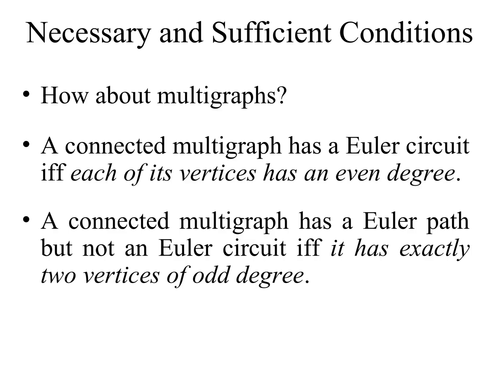Necessary and sufficient conditions for an Euler graph. A connected multigraph has an Euler circuit if and only if each of its vertices has even degree. And the second condition, a connected multigraph has an Euler path but not an Euler circuit if and only if it has exactly two vertices of odd degree.